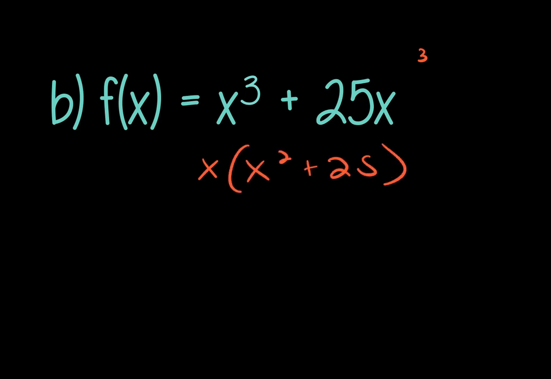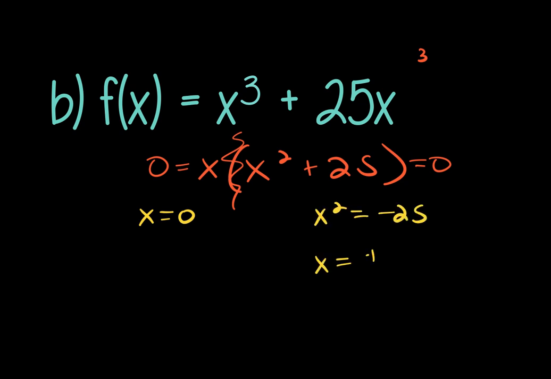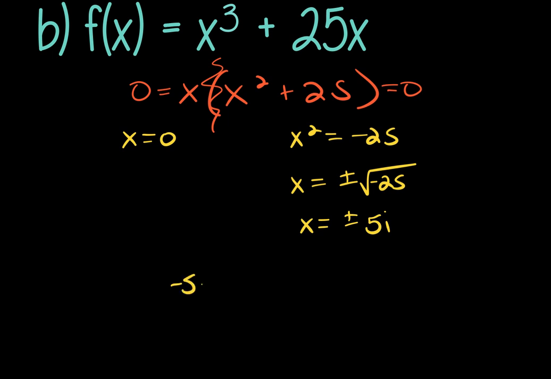Now I could do the quadratic on that second term, so I could take out the x and then use the quadratic, or I could see if that's factorable. It's not, which means I'm going to split and solve here. So I get x equals 0. That's one of my answers. X squared equals negative 25. And x equals plus and minus the square root of negative 25, which is 5i. Now 3 answers. Negative 5i, positive 5i, and 0.